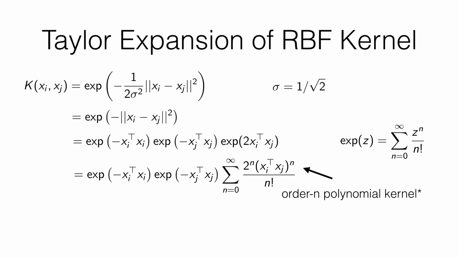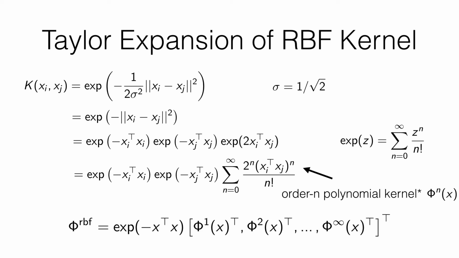So let's think of this as phi n of x. We'll use this notation to indicate the polynomial feature map of order n. And with that notation, which is a little clunky, we can actually write down what the RBF feature map shows you, which is going to be the product of the exponential of the terms with the vectors multiplied by themselves, all times the vector of every single polynomial feature map from 1 to infinity.